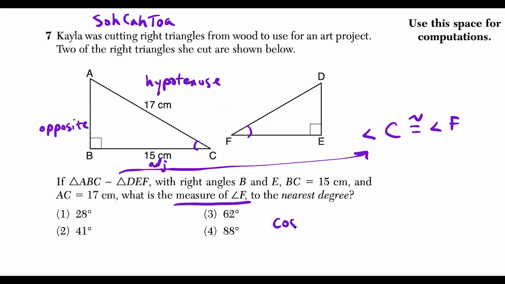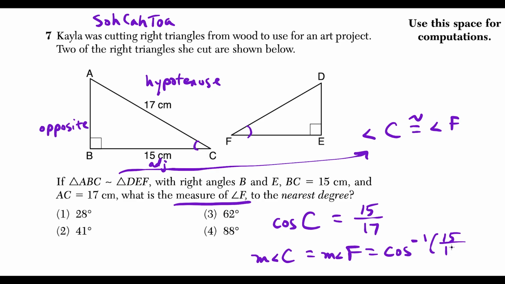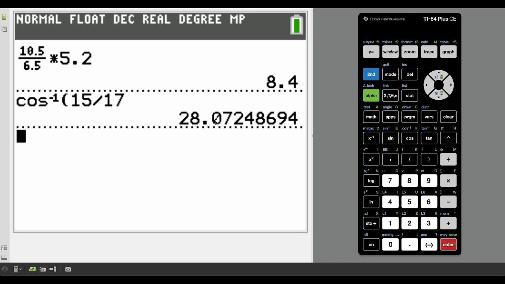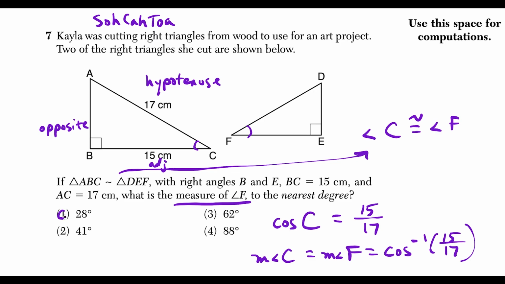So I could say that cosine of angle C is equal to the ratio of the side adjacent over the hypotenuse. So if I want to solve for the measure of angle C, which is going to be equal to the measure of angle F, this is going to be equal to cosine inverse of 15 over 17, and now the rest is all calculator work. So we just punch this in, cosine inverse of 15 over 17. And this is going to work out to 28 degrees. So question 7, we're going with choice 1.